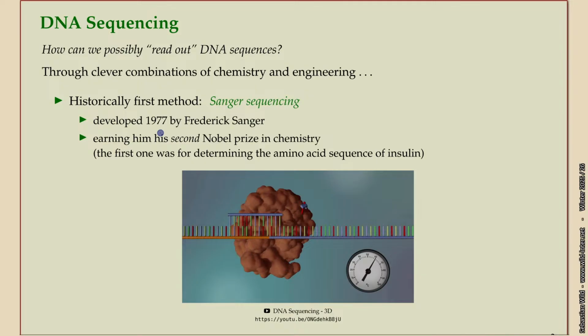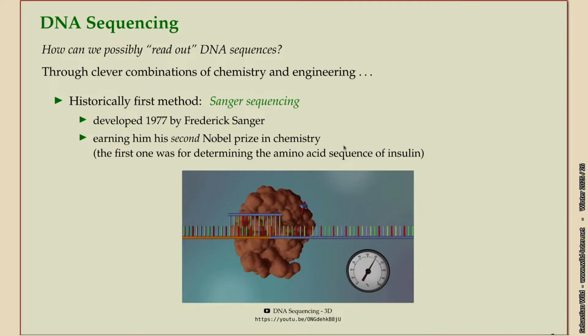I think it was when they started around, pick your favorite currency, in units per base. So sequencing one base costs one euro, and now multiply that with the 3 billion bases, and you get a hefty price tag.